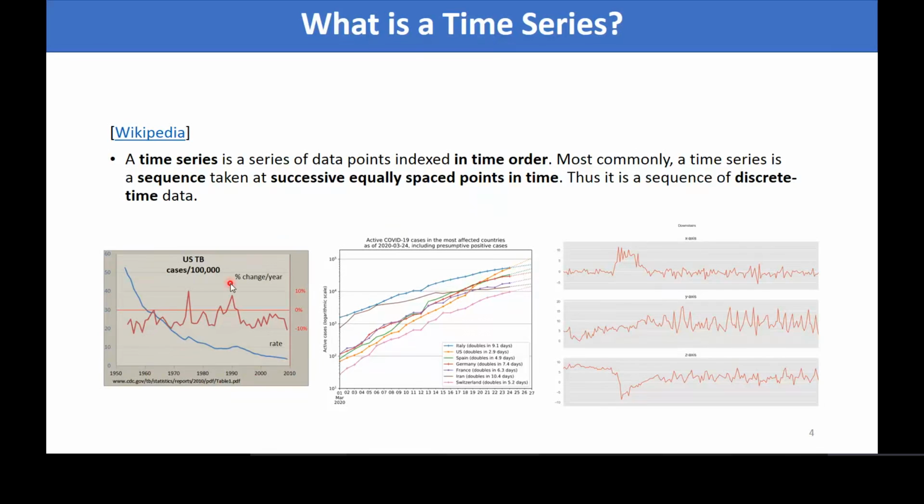Examples of time series, for example, this is just incidence of some kind of disease in the US, TB, over time. This is cases of COVID in the middle over time. And the last example is also over time, readings from an accelerometer, x-axis, y-axis, z-axis, that could be, for example, built in a smartphone.